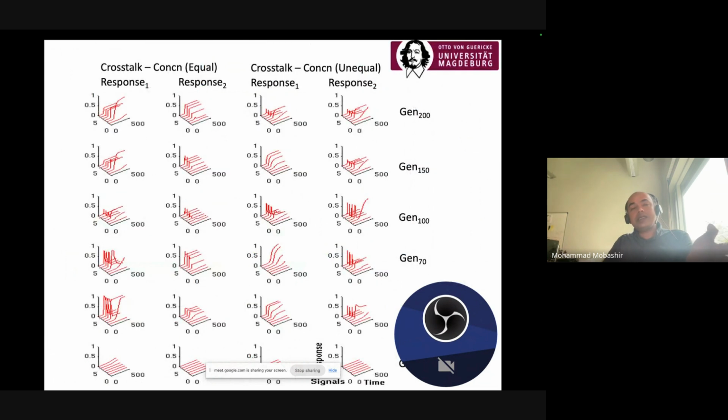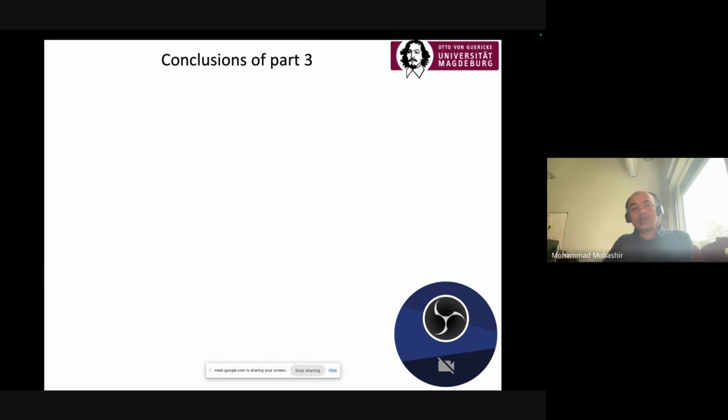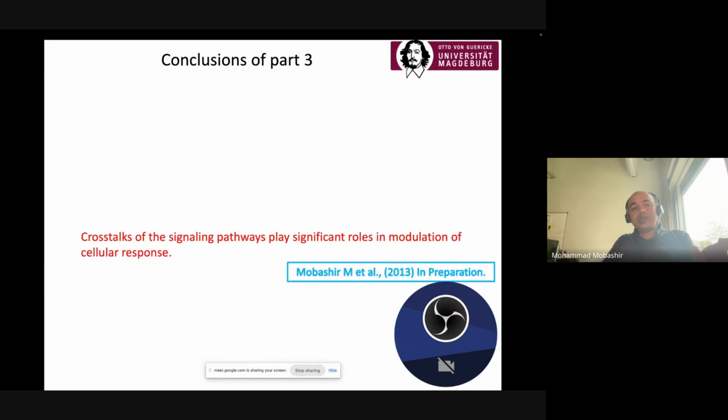Now, next is individual investigation of all the responses. Since we have crosstalk between the pathways, we are investigating both the responses, target responses for both the pathways. And here we can see how the output responses look like. Finally, the conclusion is crosstalks of signaling pathways play crucial roles in modulation of cellular responses.